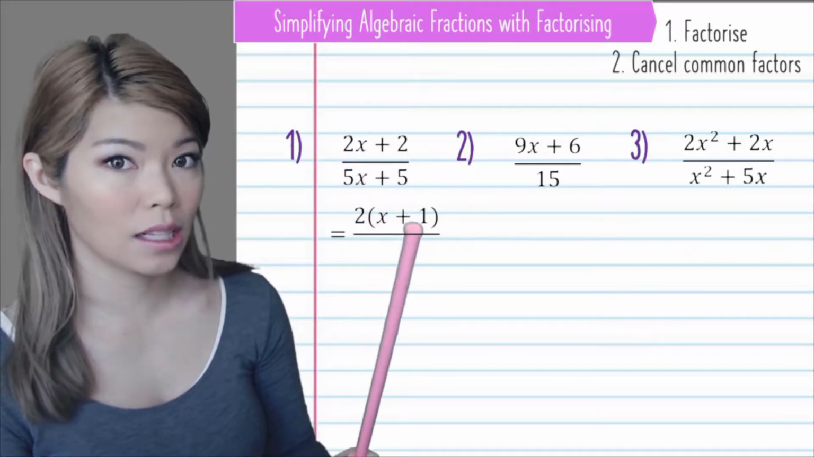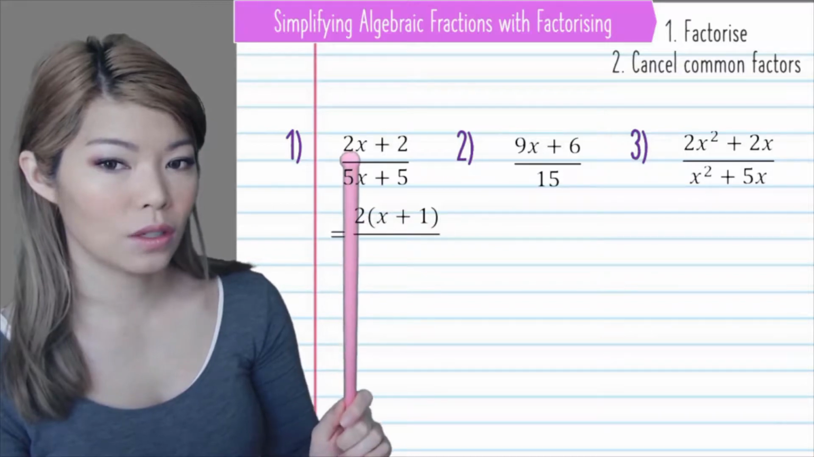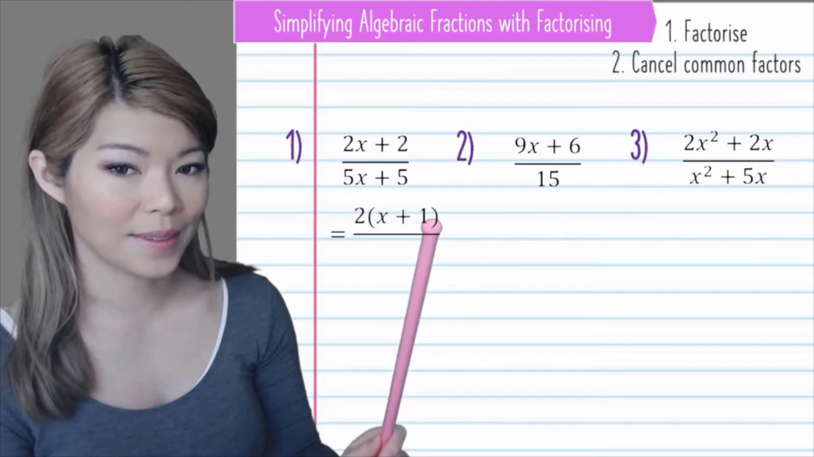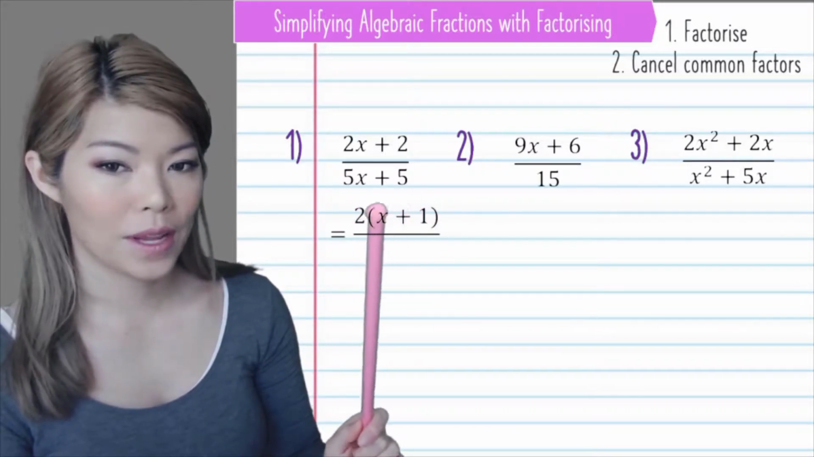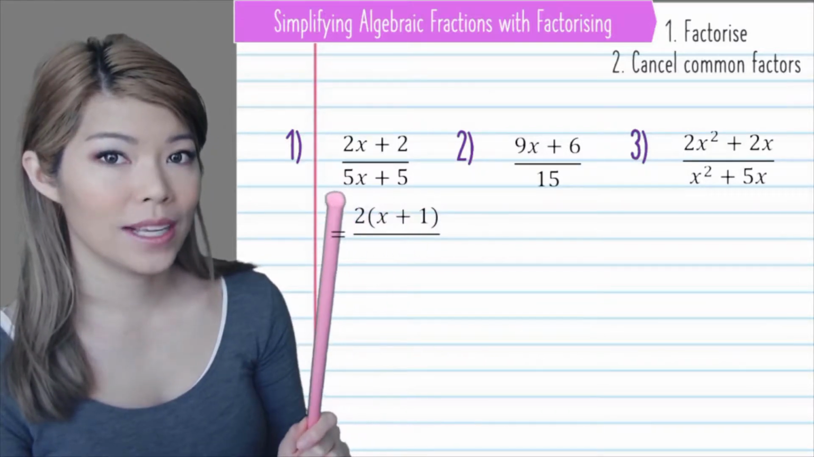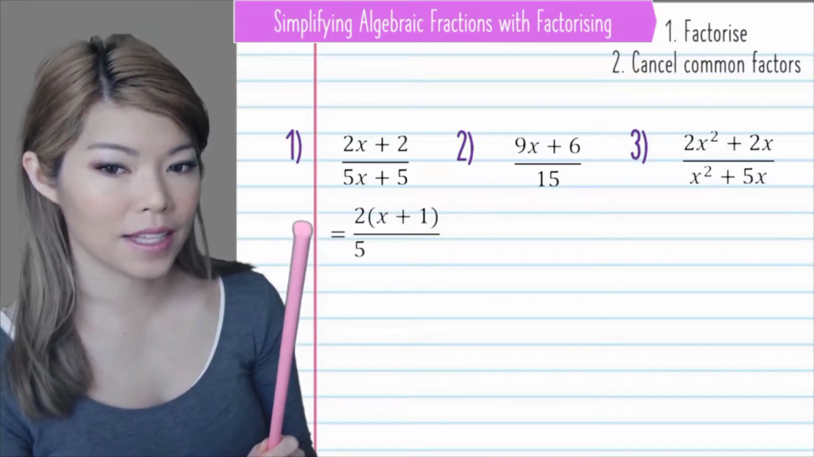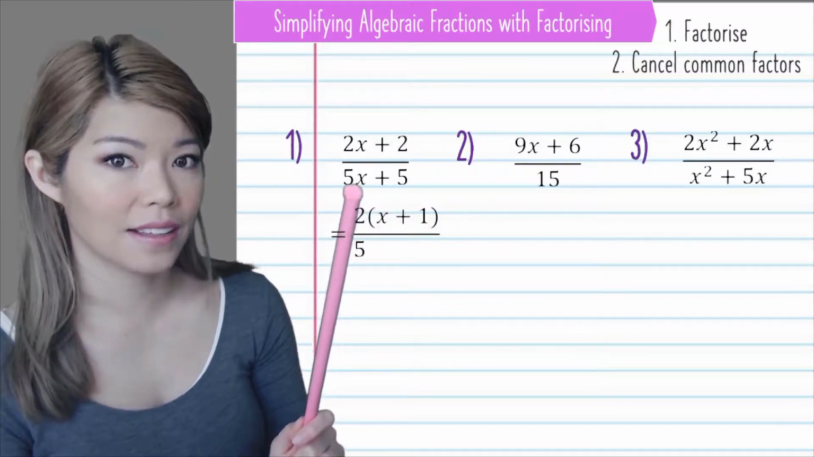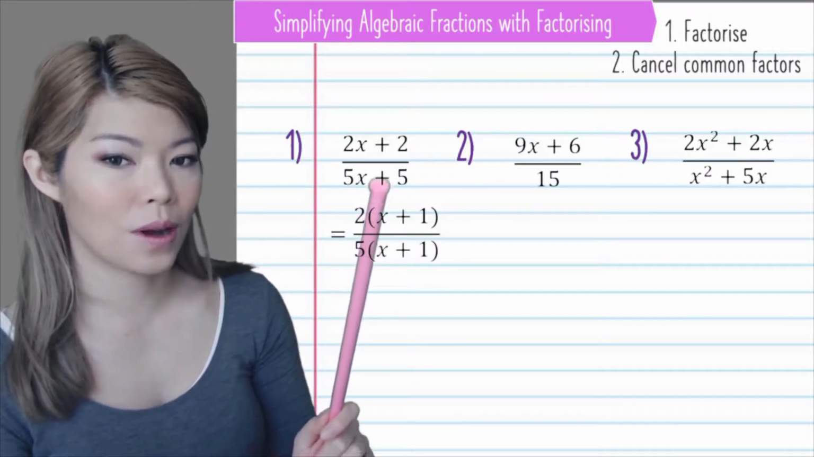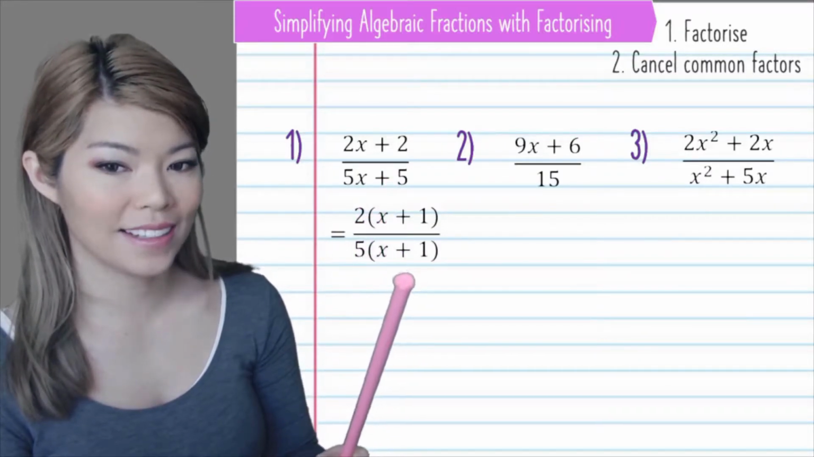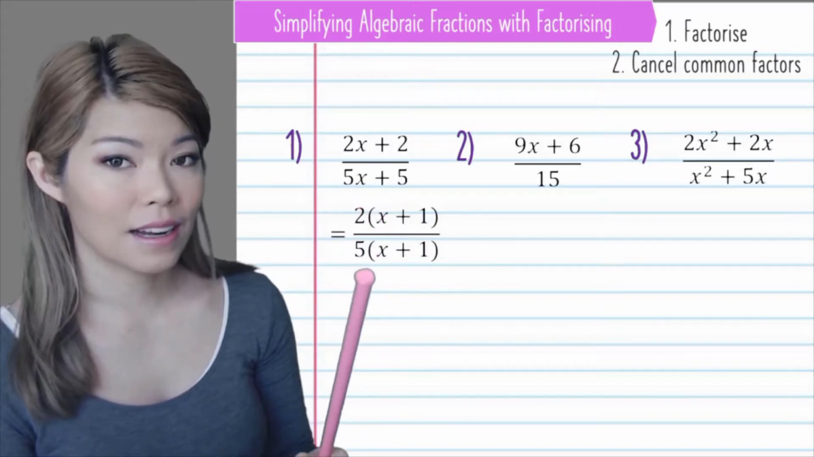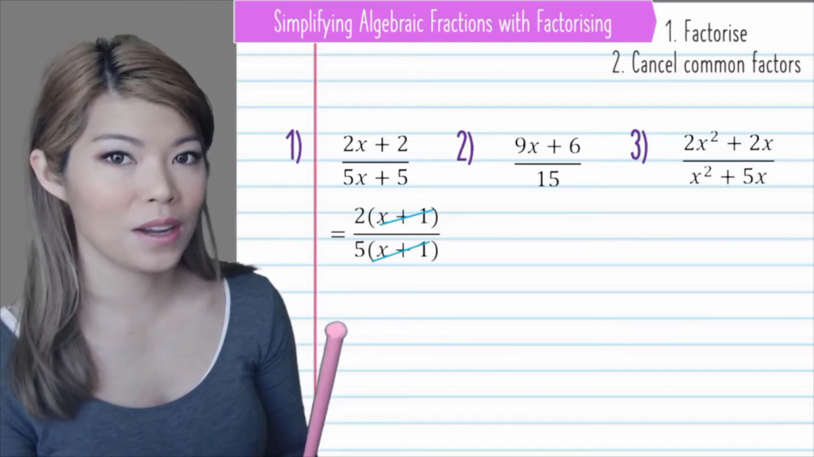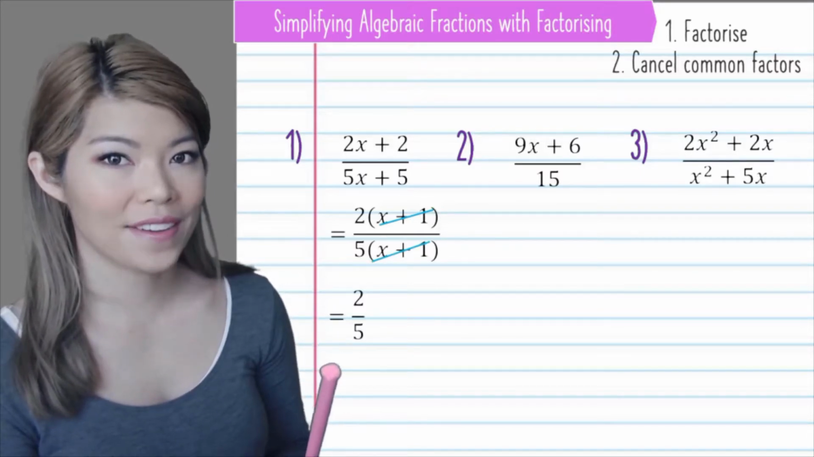How do we get x plus 1? 2 times what is 2x? That's x. 2 times what is 2? That's 1. And then the bottom, we have 5x plus 5. We can take out the 5 as the highest common factor. And we think 5 times what gives us 5x? That's x. And 5 times what gives us 5? That's 1. Now that we've factorized it, we can cancel our common factors. So cancel out the x plus 1 and we're left with 2 over 5.